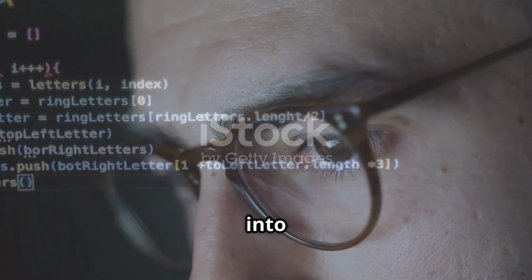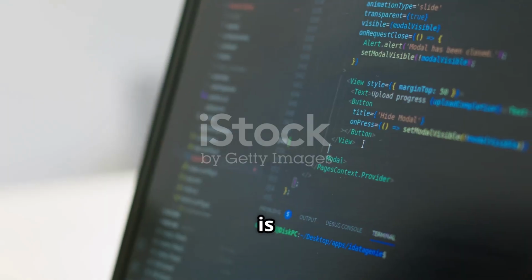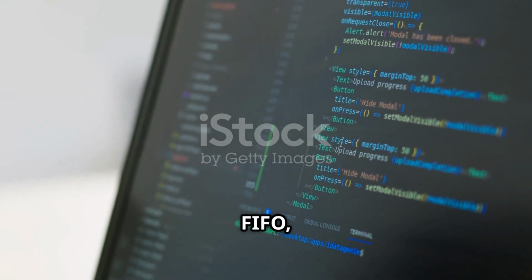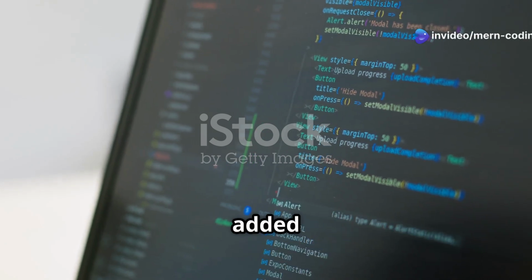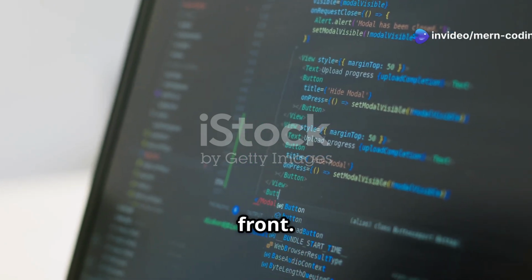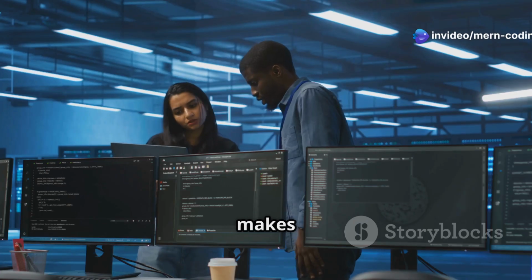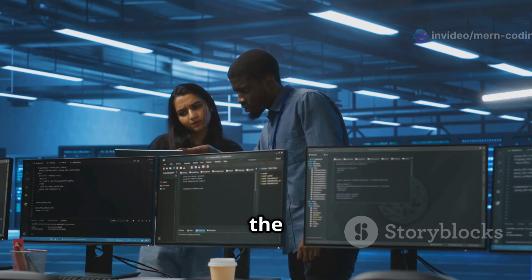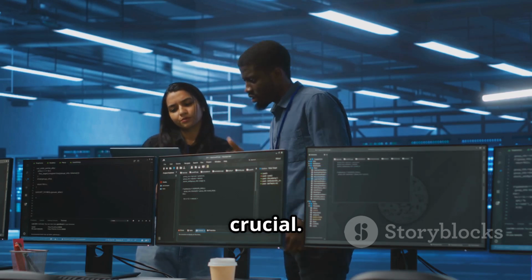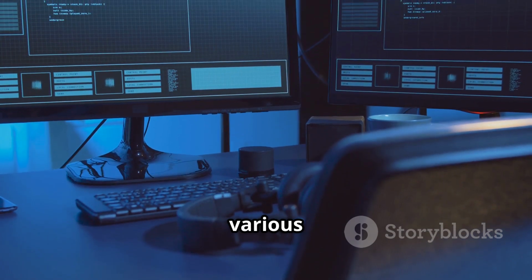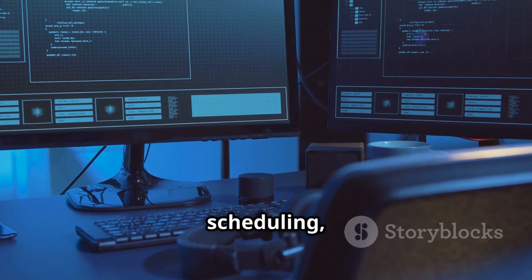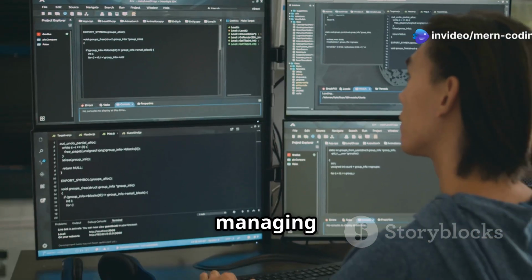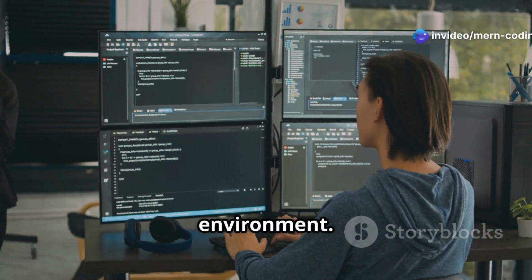Next, let's delve into queues. A queue is a first-in, first-out, or FIFO data structure, where elements are added to the end of the queue and removed from the front. This FIFO behavior makes queues ideal for scenarios where the order of processing is crucial. Queues are commonly used in various applications, such as job scheduling, print queues, and managing tasks in a multi-threaded environment.